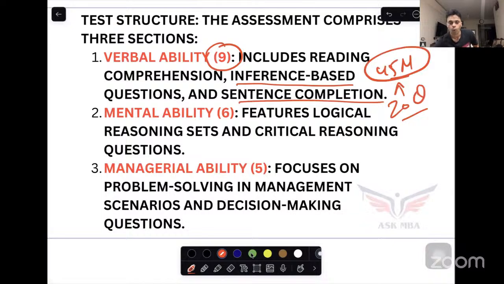I hope I am successful in making you understand what you can expect in the NMIMS competency test.